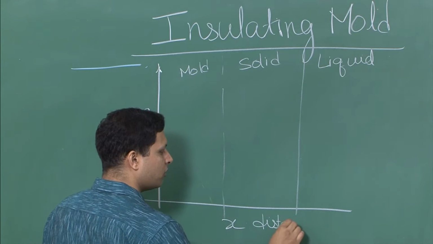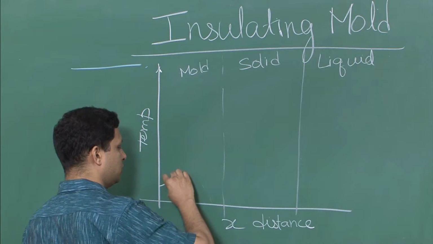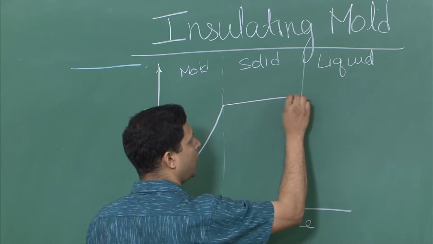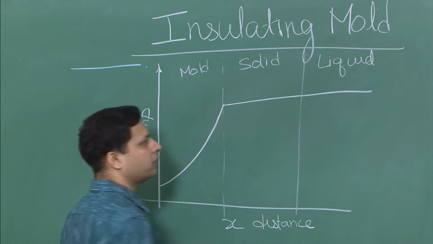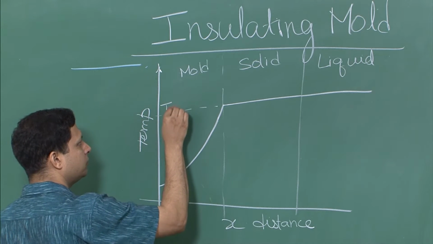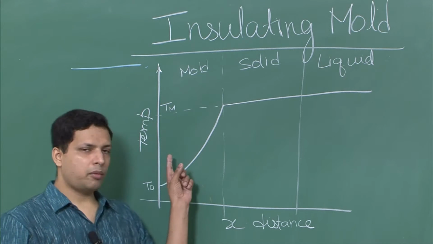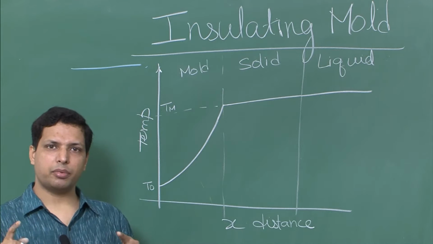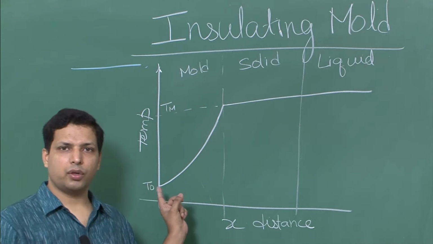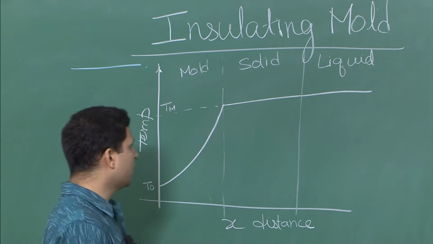So when we are talking about temperature, then temperature drop will be only taking place in the mold and not in the solid or in the liquid. So this is Tm and this is T0. So remember the word, we are saying the temperature drop takes place in mold. We are not saying that we have fixed the outside temperature to equal to T0. There is a difference between the two and we will look at that in a moment.